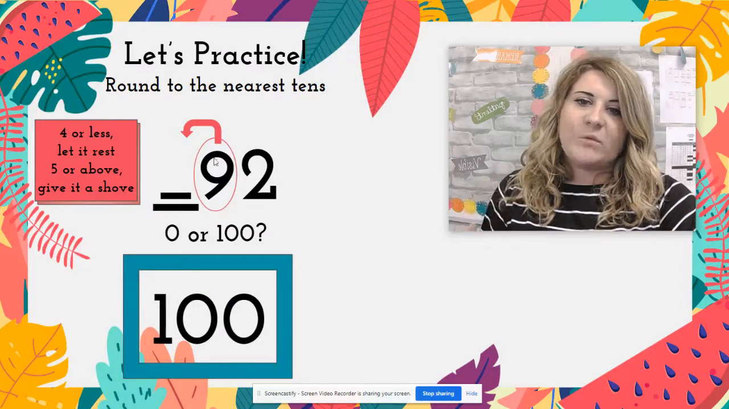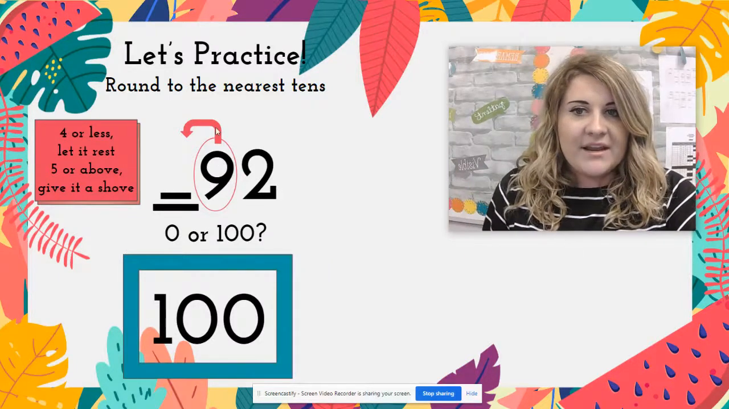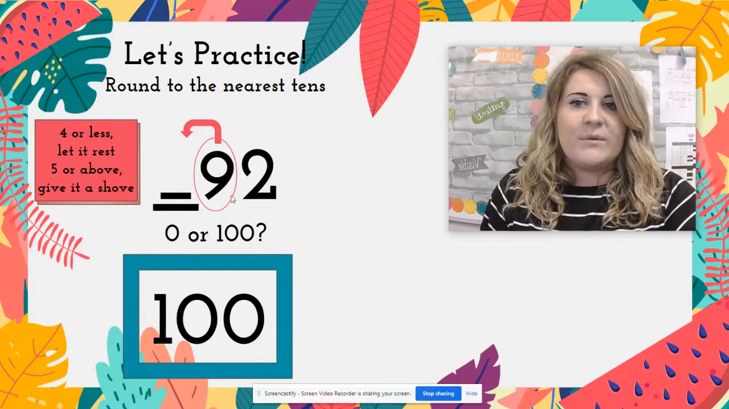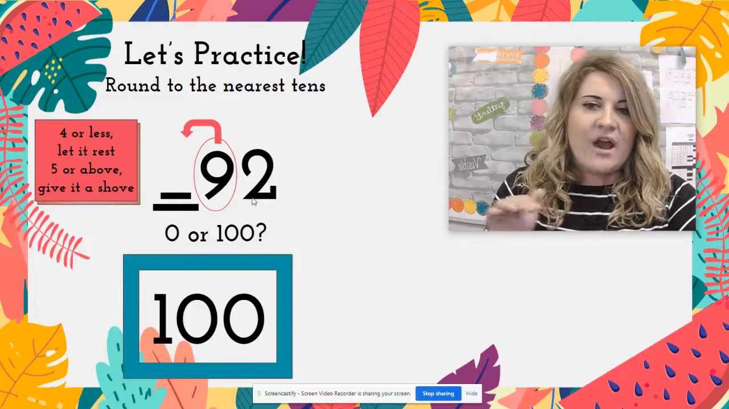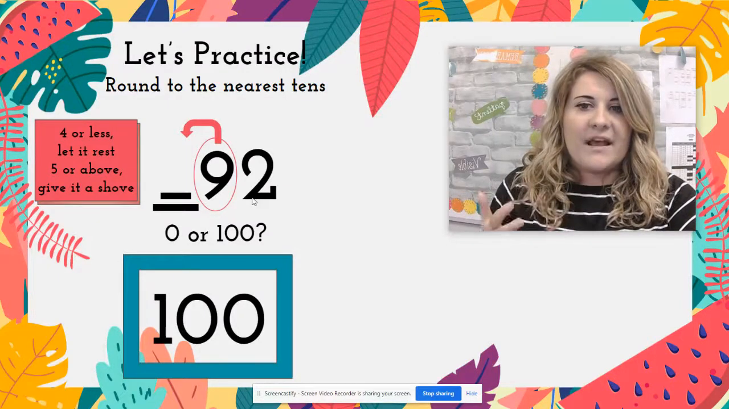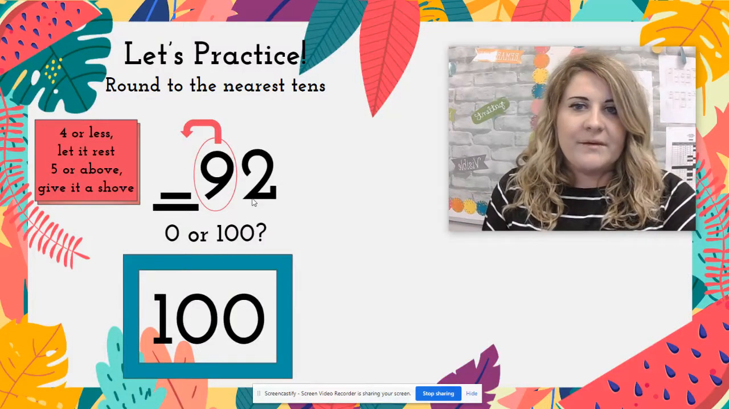But if this number was a 3, let's say it's 32, that 3 would tell that 0 to stay a 0, and it would actually round down to 0. So whenever you have a 2-digit number, and you're not really going to have this much to round to the hundreds place, they might ask you, hey, is 92 closer to 0 or 100? It's closer to 100, okay?